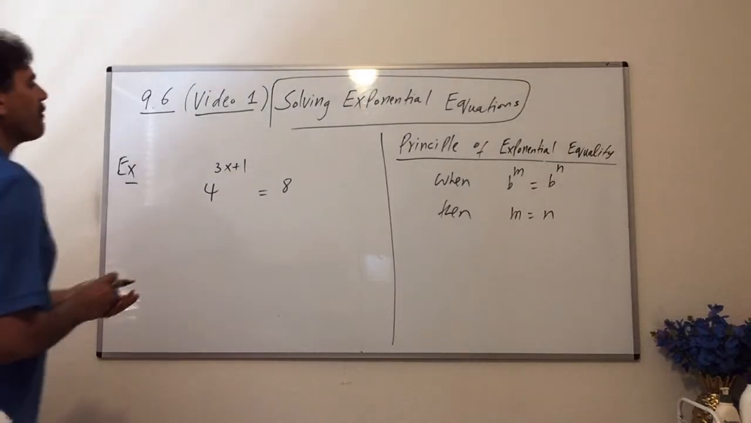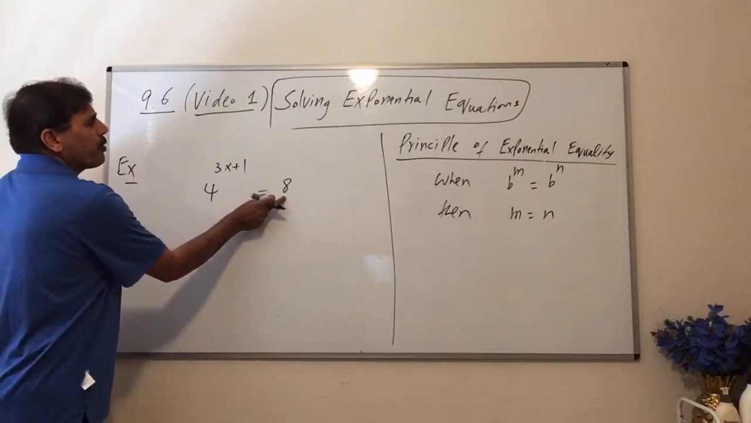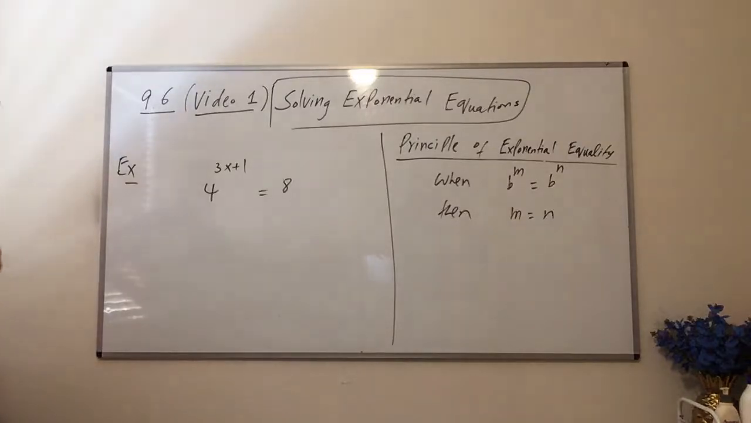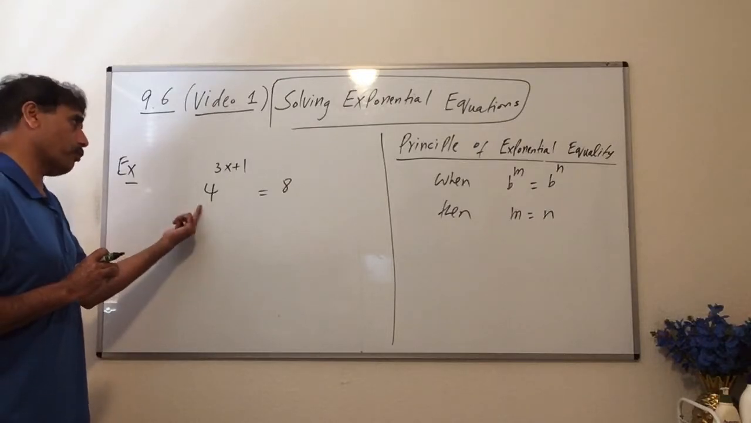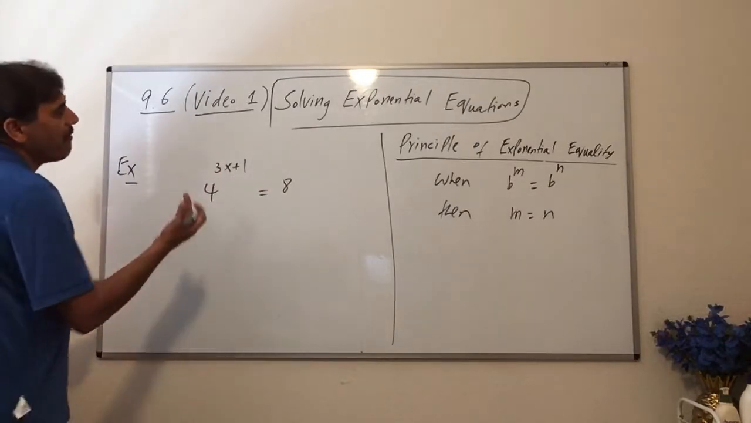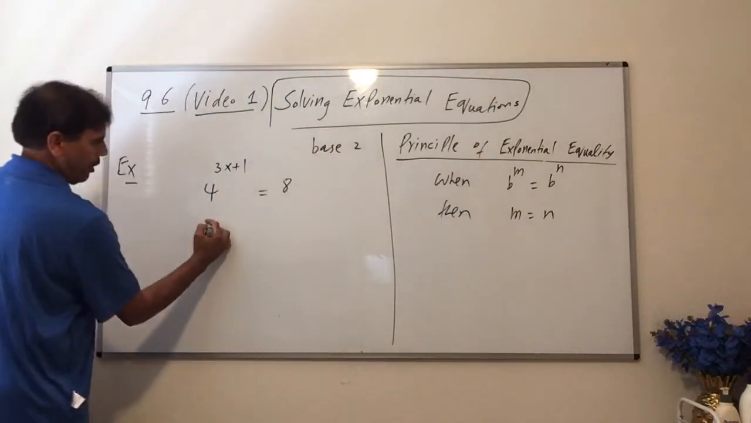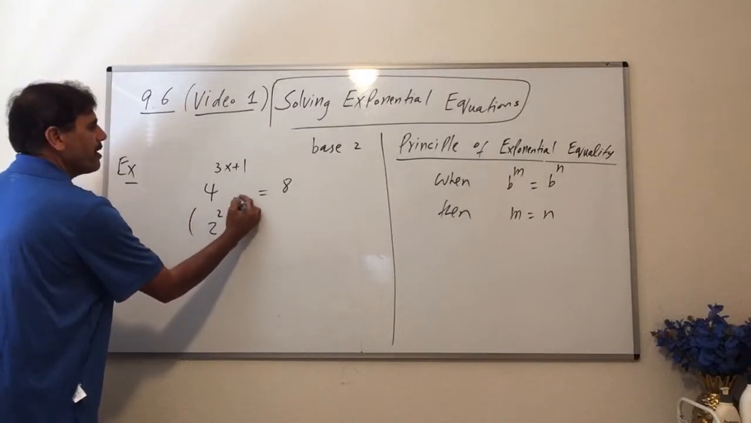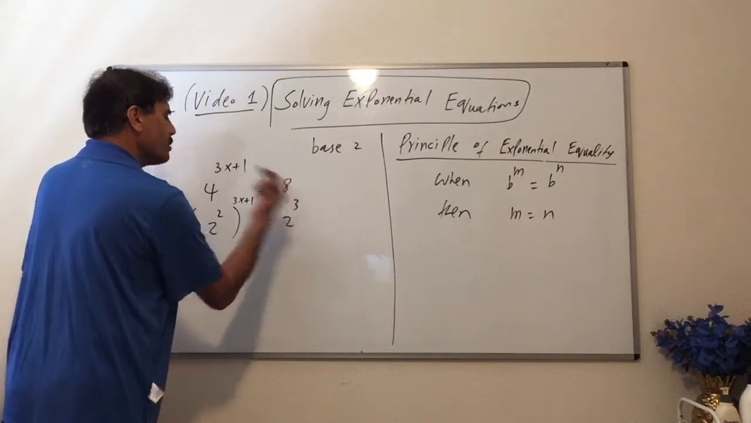The first thing to look for is a common base. Here 4 to the power 1 is 4, and 4 to the power 2 is 16, so base 4 is not going to work. How about base 2? We know 4 is 2 squared and 8 is 2 to the third power, so base 2 will work. So 2 squared is 4, where the outside power is 3x plus 1, and this one is base 2, so that's the problem solved.